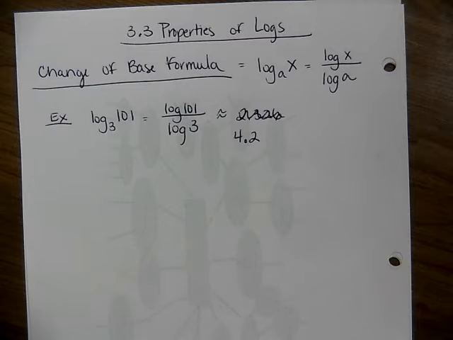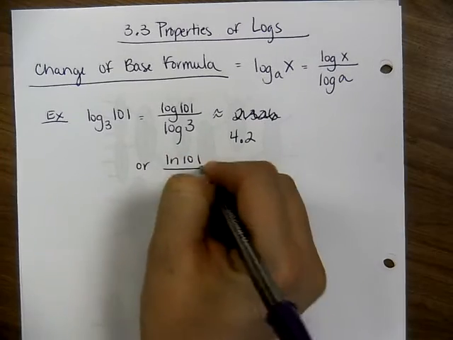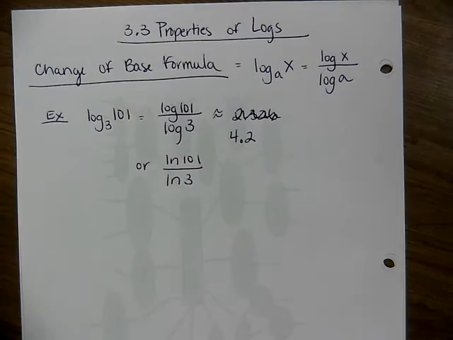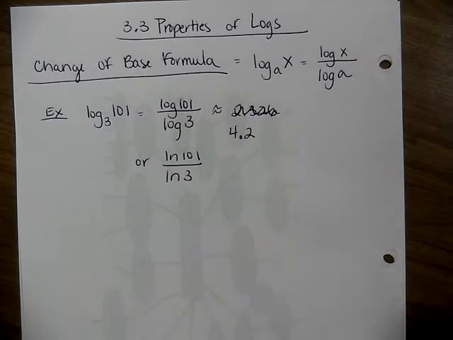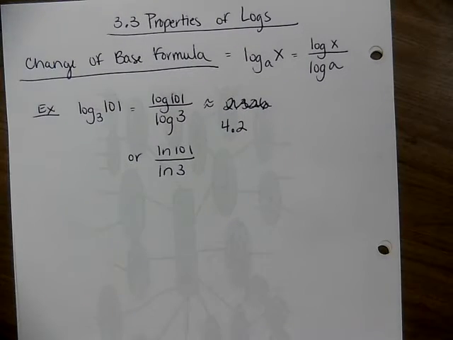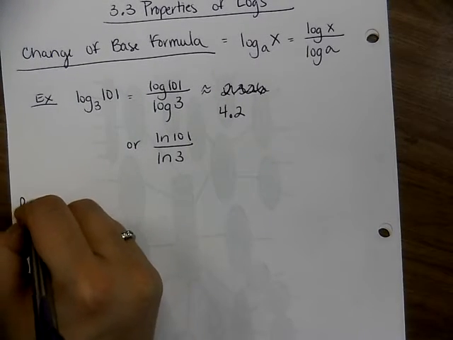Oh, yes. Okay. This also will work if you type in the natural log of 101 divided by the natural log of 3. Try that. Did it work? Okay. So you can put in either one. You will get the same answer. So if I ask you to change the base, this is what you have to do. If you want to evaluate something now in your calculator that doesn't have a base of 10, this is how you're going to do it. Any questions?